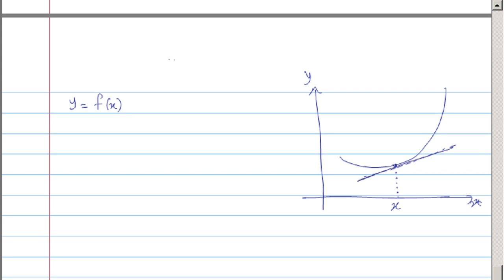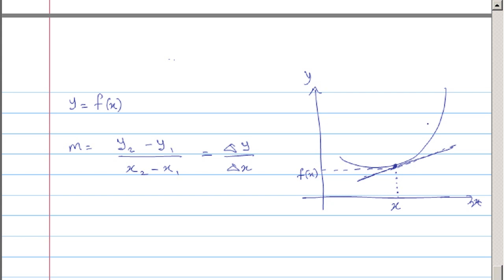Now I know one point on this tangent line, but to find the gradient of a straight line, we know the gradient is given by y2 minus y1 divided by x2 minus x1, which is simply the change in y divided by the change in x. Now for this tangent line, I only know one coordinate. I know the x coordinate, and at that x coordinate, the y coordinate would be equal to f(x). So that's the value of the function at x.